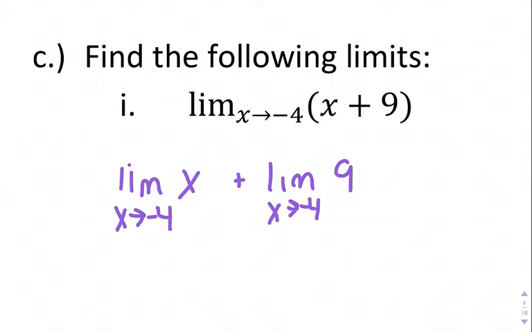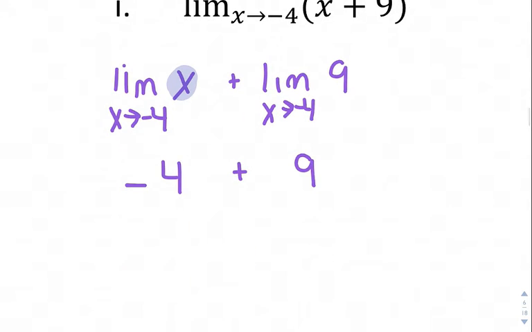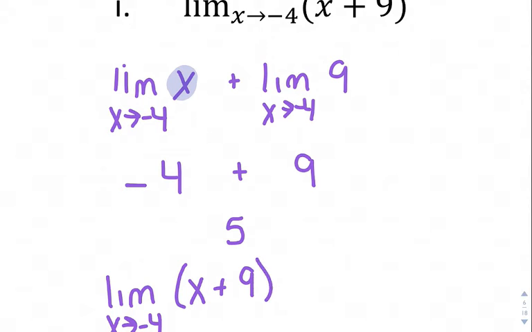So the limit as x approaches negative 4 of x, so remember when you have just an x, it's whatever it's approaching. So here, this limit would be negative 4. Limit of a constant is just whatever that constant term is, so over here it would be 9, and then I would add them together, so I would get 5. Therefore, my limit as x approaches negative 4 of x plus 9 equals 5. So you can do that same thing with the next one.